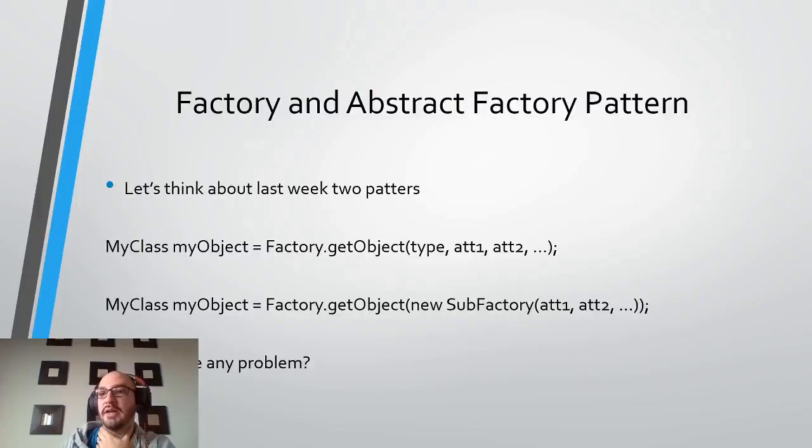When we are creating a new instance, we just go to the factory. For example, my class, my object equals my factory. In this case, this would be either the regular factory or the abstract factory, but you go to the factory class and call the static method get object or get instance. And then you need to define what type you want to get from the factory, and then you need to pass all the attributes that that instance is going to need.